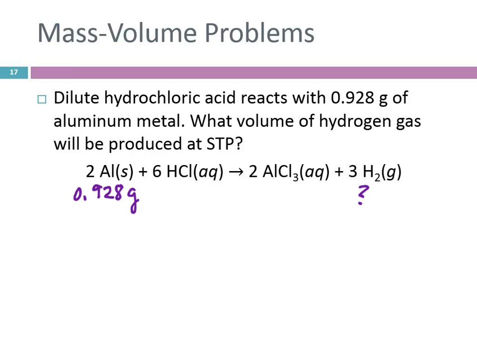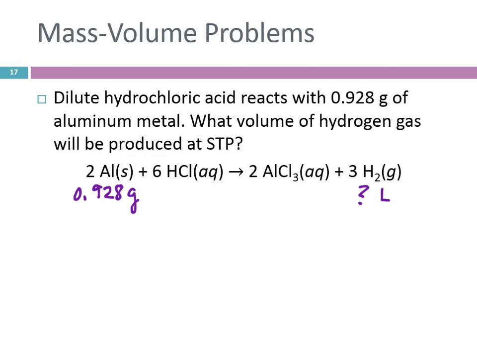It doesn't tell us a particular unit, does it? What would be the easiest unit? Liters. Yeah. The easiest unit for volume of a gas is liters. So this is what we're starting with. We're starting with mass, and we're ending with liters.